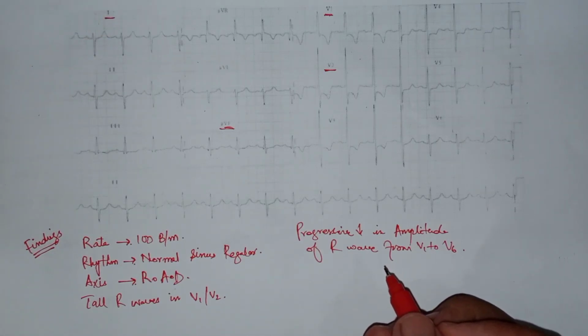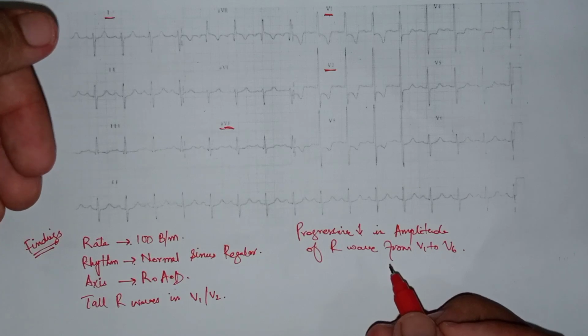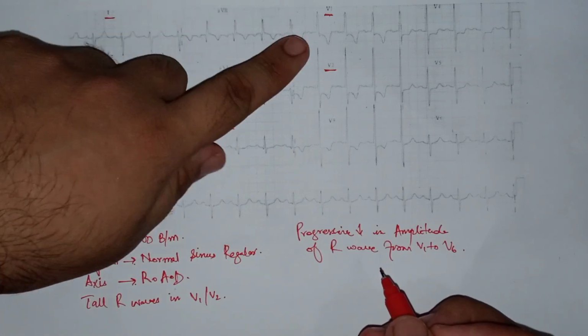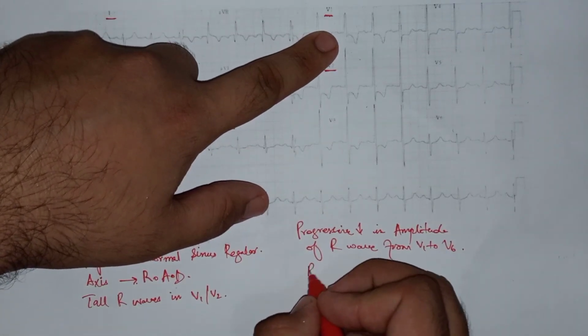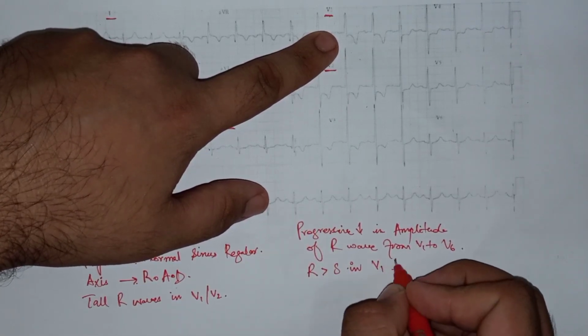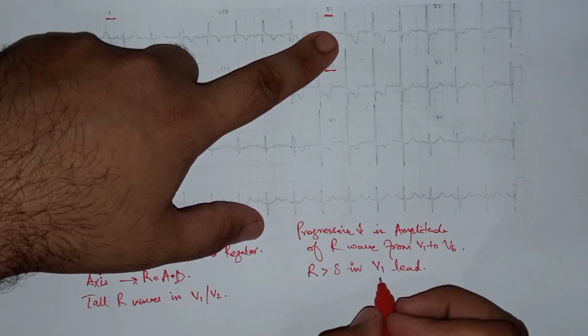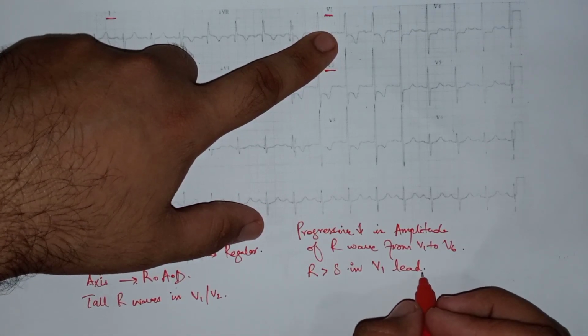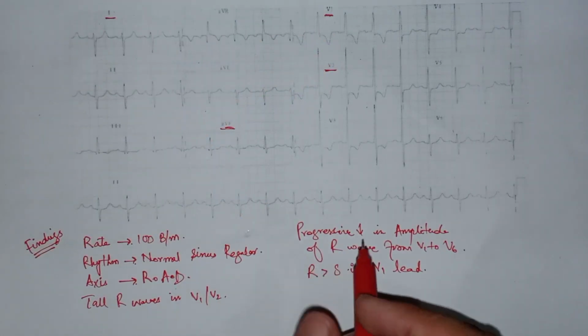After the H, look at the I, that is infarction or ischemia. There is no ST segment elevation or ST segment depression in the ECG leads, so no need to comment on ischemia, just write the positive findings. Also look at V1: the R wave is greater than the S wave in lead V1. So R is greater than S in V1. So these are the positive findings.